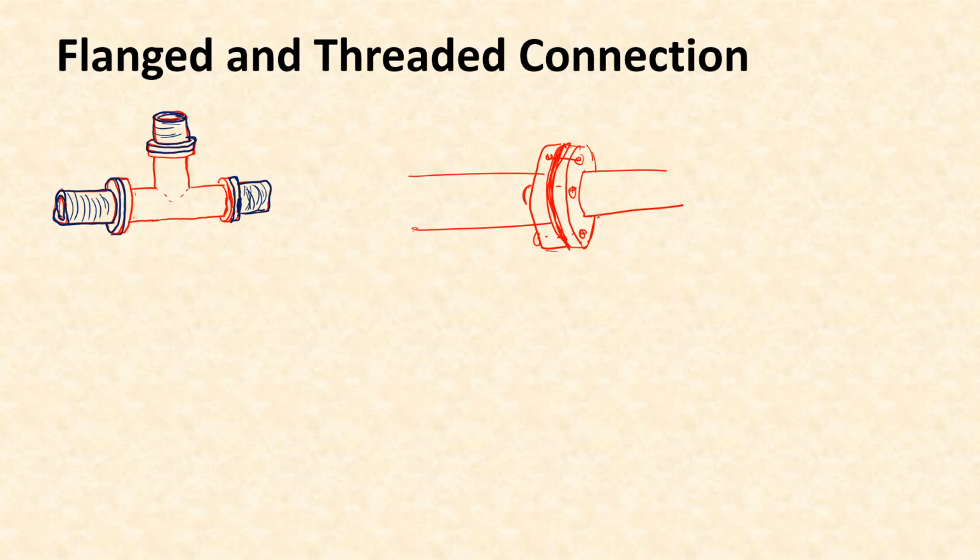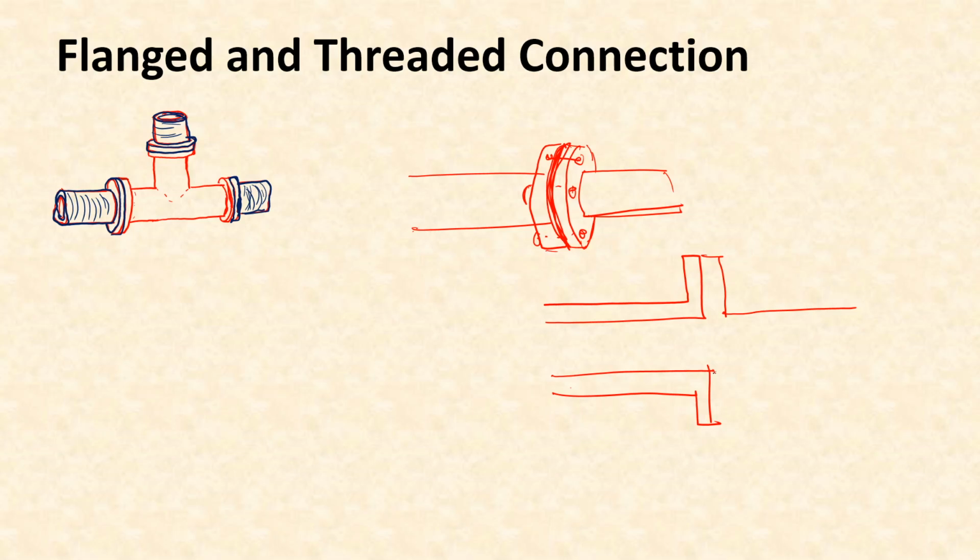And the advantage of this kind of connection is that you have a very smooth surface of flow. If you draw the cross section, or sorry, the longitudinal section, it will be looking like this. And this portion is very smooth, there is almost no obstruction.